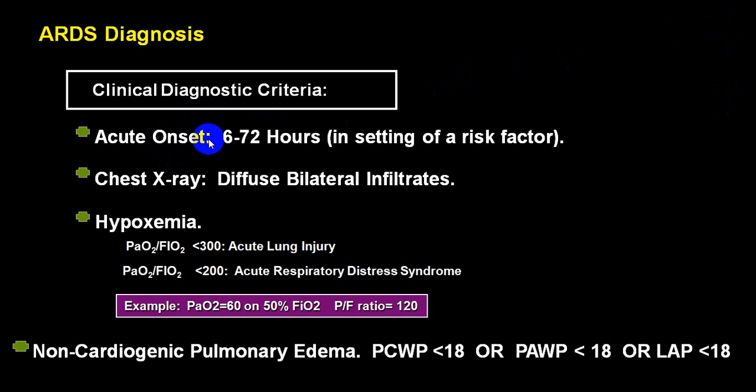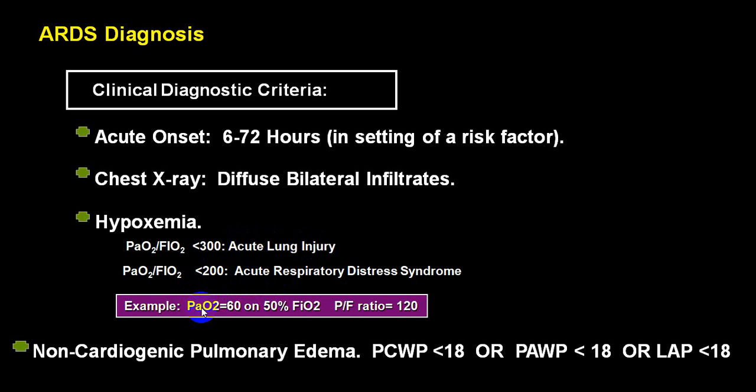One, it has to be acute in origin, meaning from 6 hours to 72 hours. Chest X-ray should show diffuse bilateral infiltrate. And because of infiltration, or we call it protein exudates in the alveoli, it will result in severe hypoxia. So PaO2 divided by FiO2 less than 300 but more than 200 we call acute lung injury, or in short form ALI. But when it becomes less than 200, then we use ARDS, or acute respiratory distress syndrome.